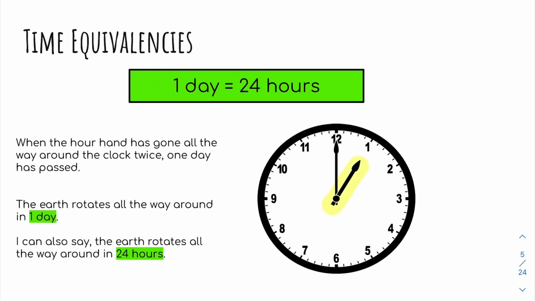When the hour hand has gone all the way around the clock twice, 1 day has passed. There are 24 hours in 1 day. I can say the Earth rotates all the way around in 1 day. I can also say the Earth rotates all the way around in 24 hours. 1 day is equal to 24 hours.